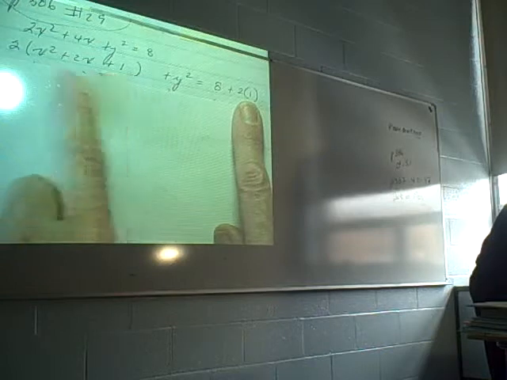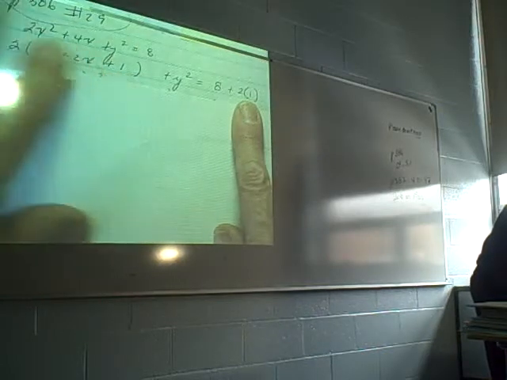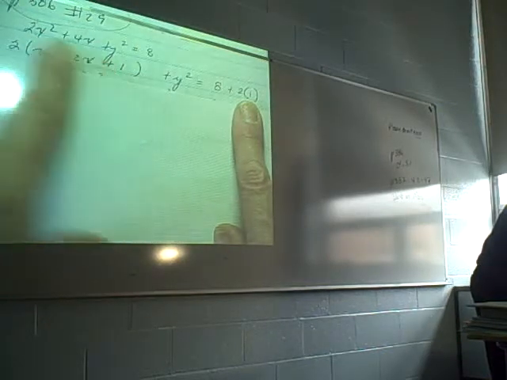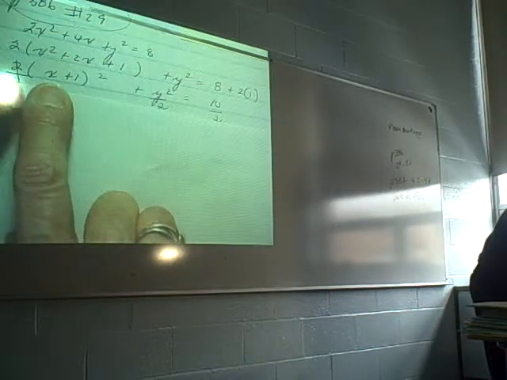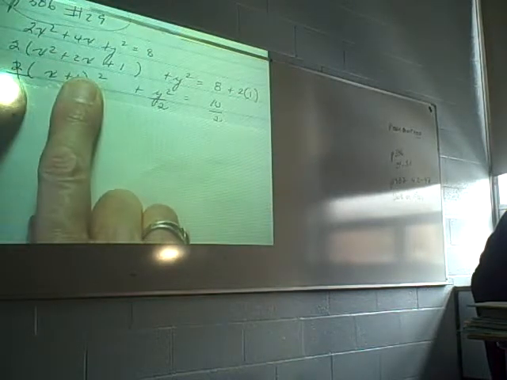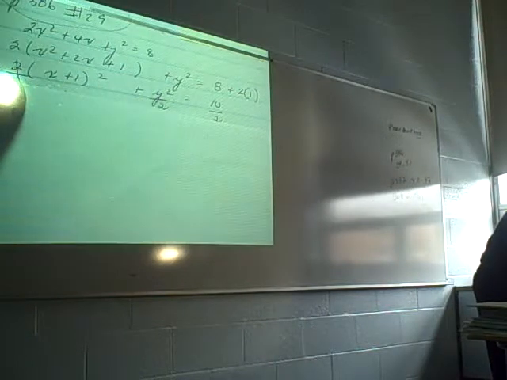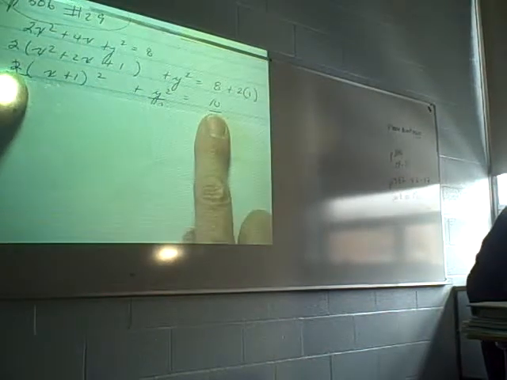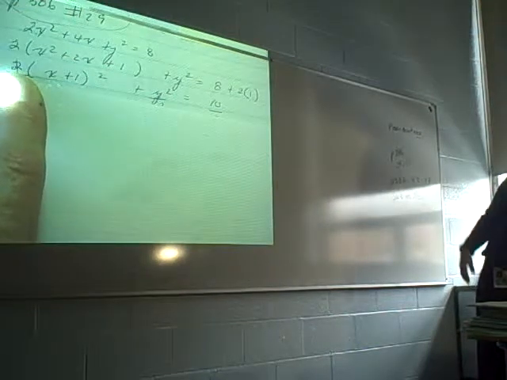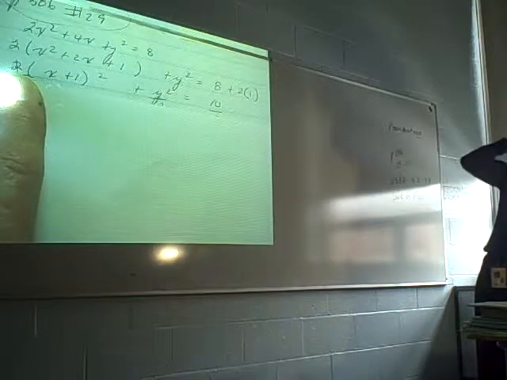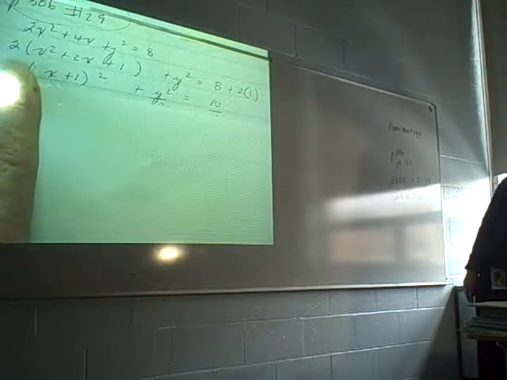And when I rewrite this, is this a perfect square trinomial now? Yeah. So I'm going to have 2 times x plus 1 squared plus y squared equals 10. And I'm going to try and get rid of my 2. Why do I want to get rid of this leading term?